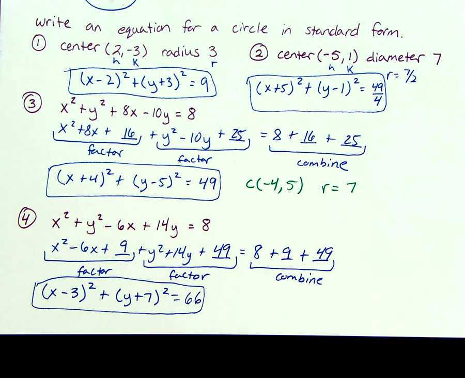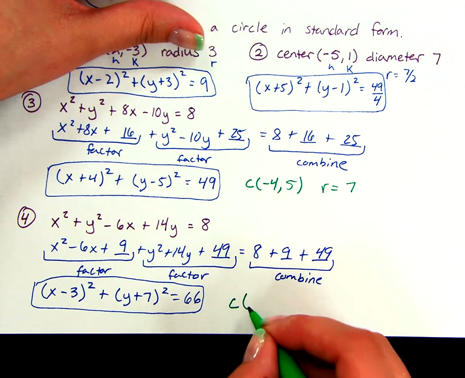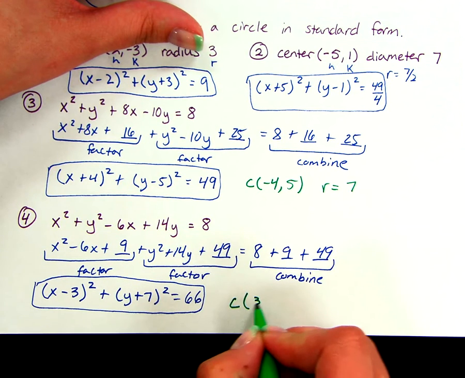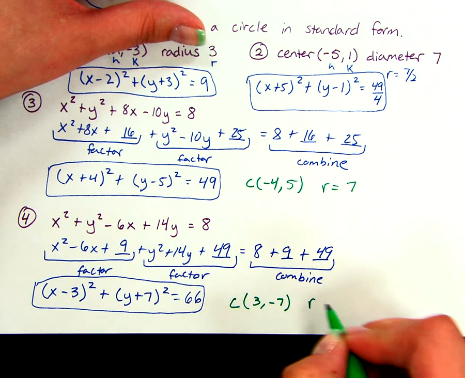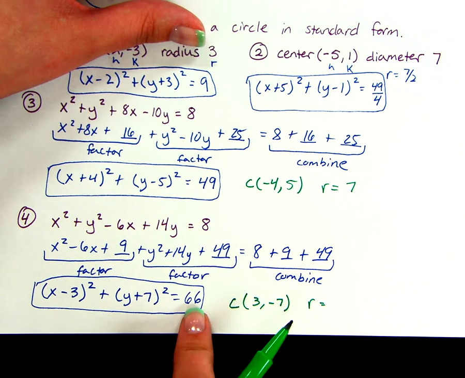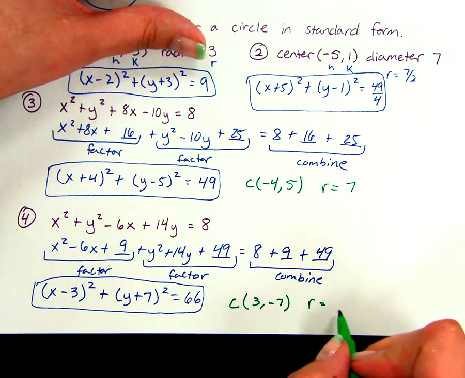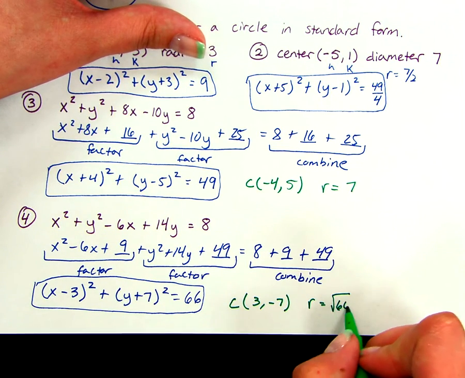Just for practice, if we identify the center and radius real quick, the center for this will be (3, -7). And then the radius would be the square root of 66, which we won't be able to simplify, so we would just leave it as the square root of 66.